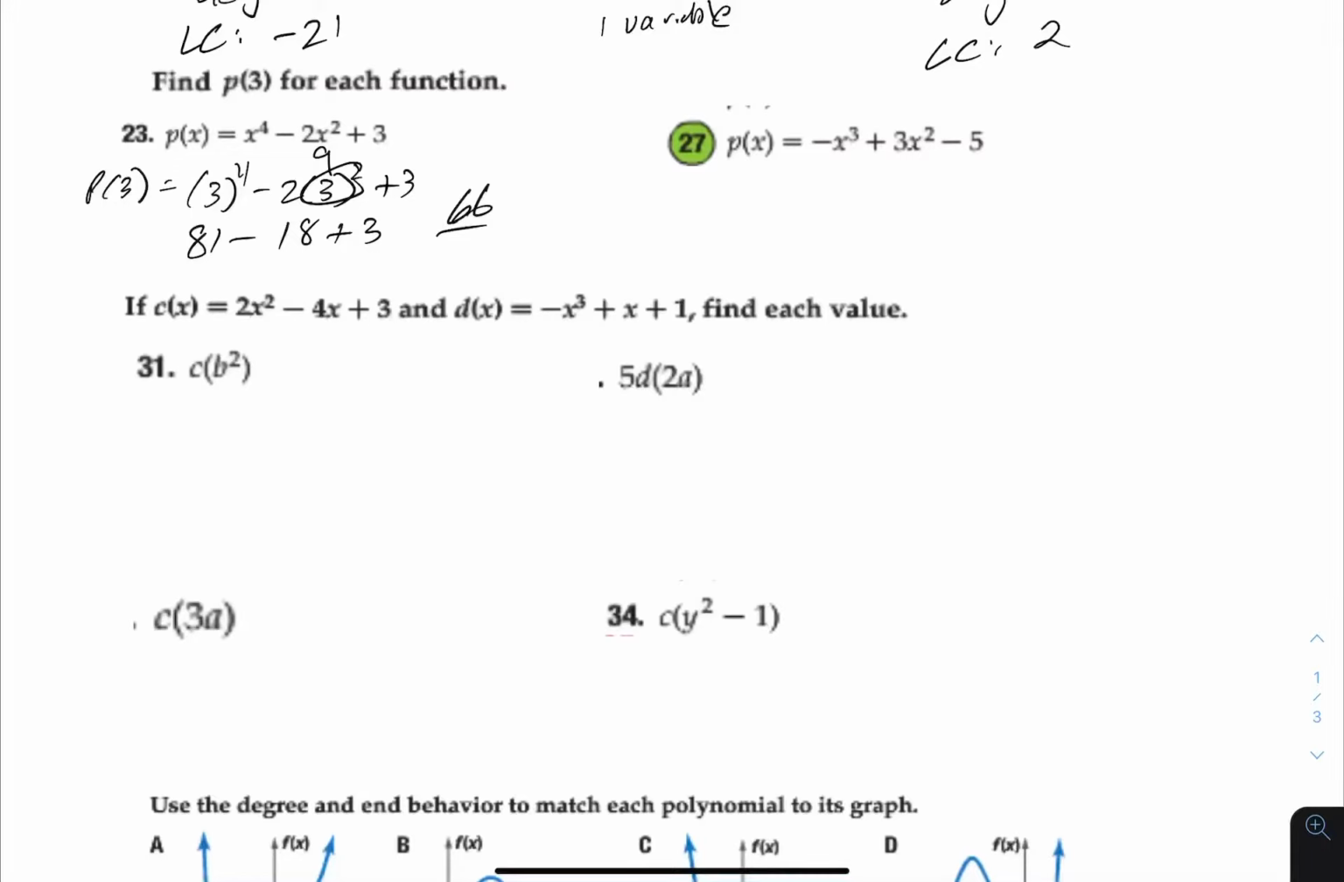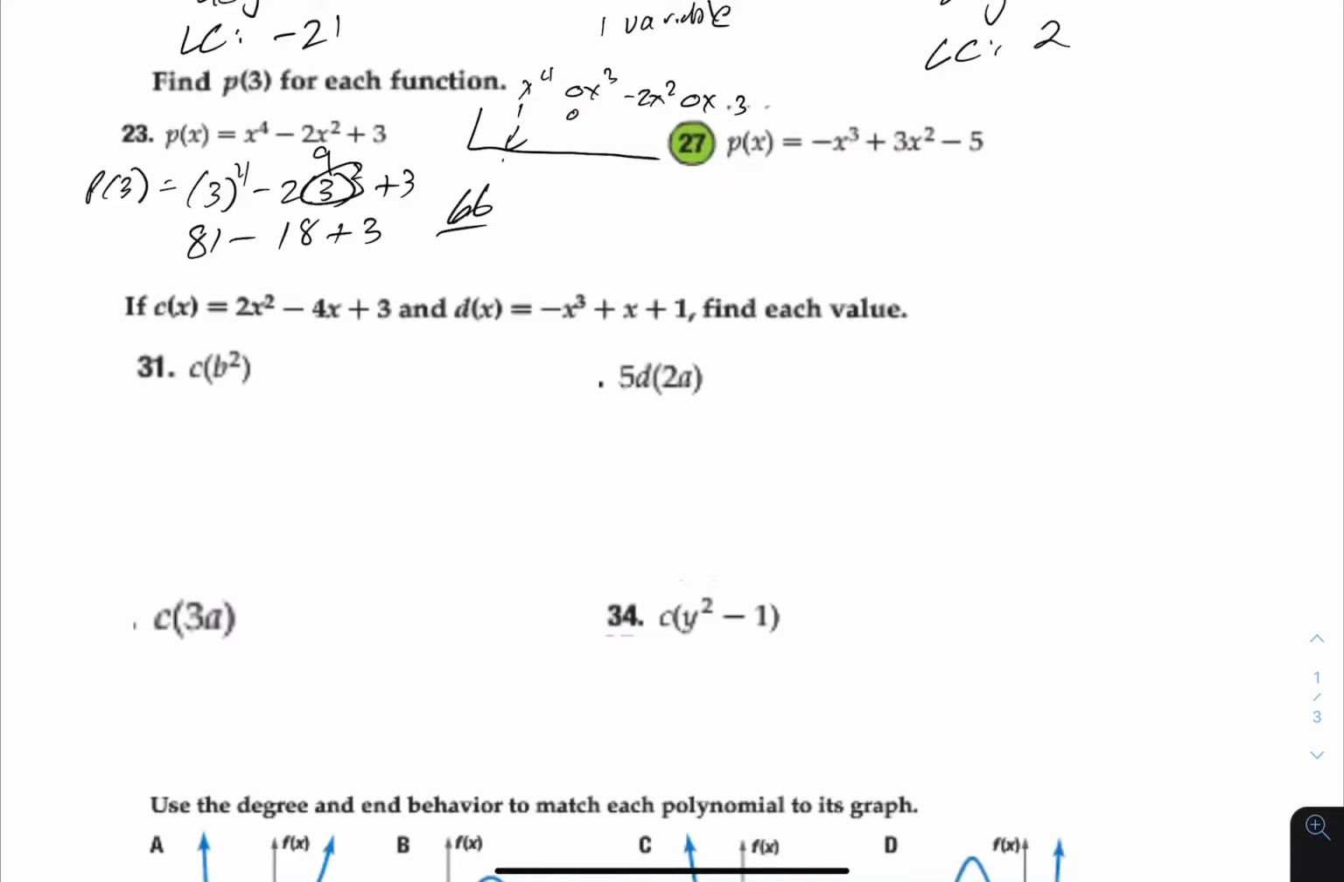So that's one way to do it. The other way of doing it is to do synthetic division. So I could go x to the fourth, 1, 0x cubed, so 0, negative 2x squared, 0x, and 3.